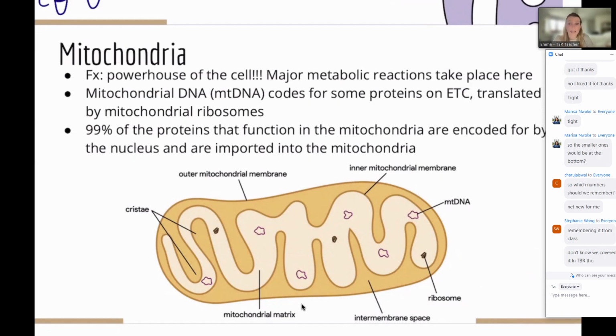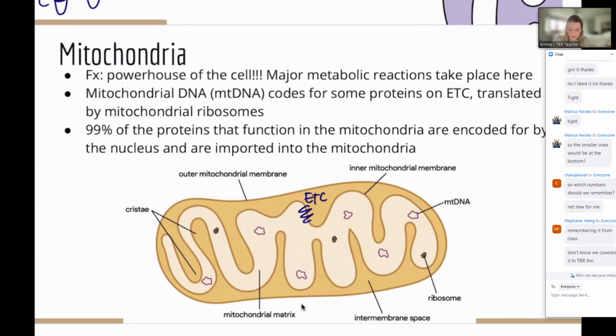In order to get from DNA to protein, we're going to need ribosomes in between to help us out, so there are some mitochondrial ribosomes. However, 99% of the proteins functioning within the mitochondria are encoded for by genes in the nucleus of the cell, so they're imported into the mitochondria. But some of those in the electron transport chain were made in the mitochondria. Those are from the mitochondrial DNA. They have not been imported into the mitochondria.